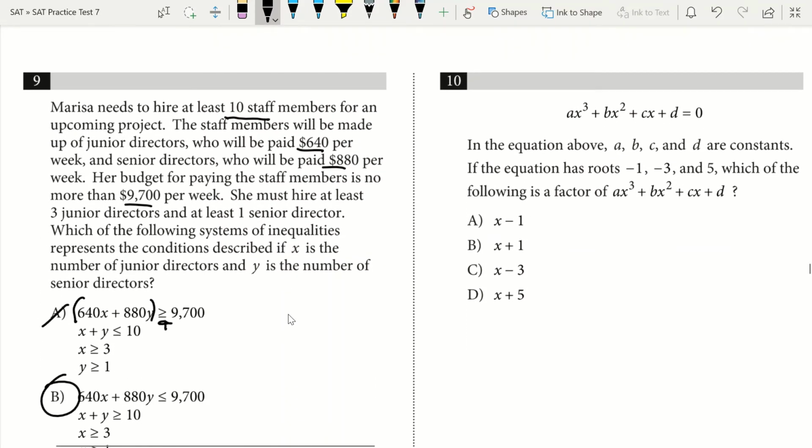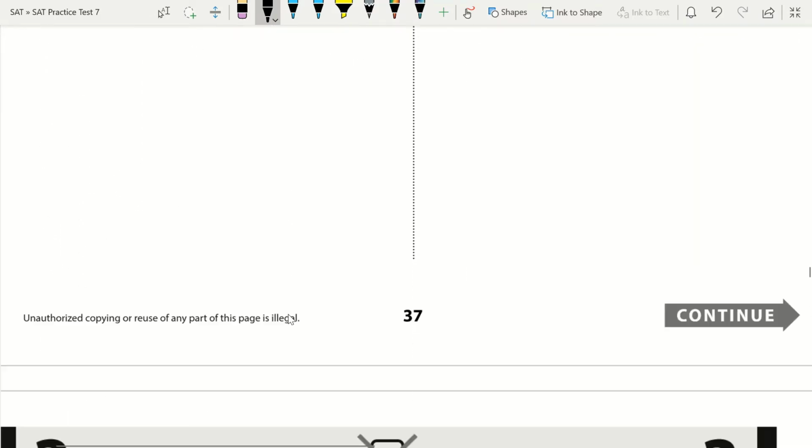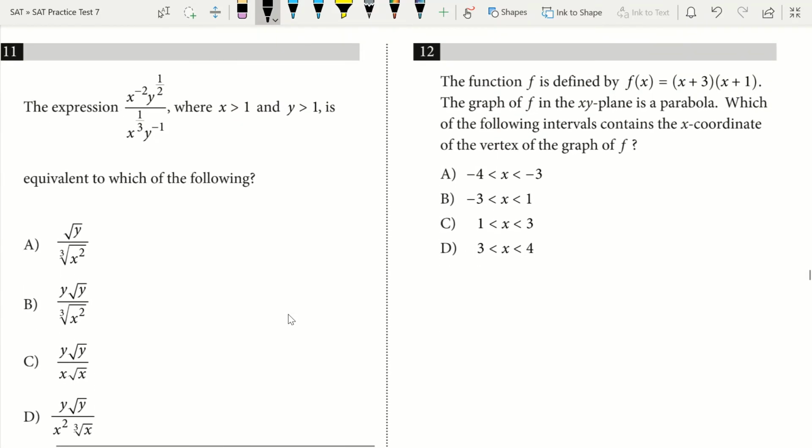In the equation above, A, B, C, and D are constants. If the equation has roots -1, -3, and 5, which of the following is a factor of the equation that we're given, right? Well, if our root is -1, then we would have X plus 1 as a factor. So our answer is going to be B. Alright, question 11. The expression given here, where X is greater than 1 and Y is greater than 1, is equivalent to which of the following?